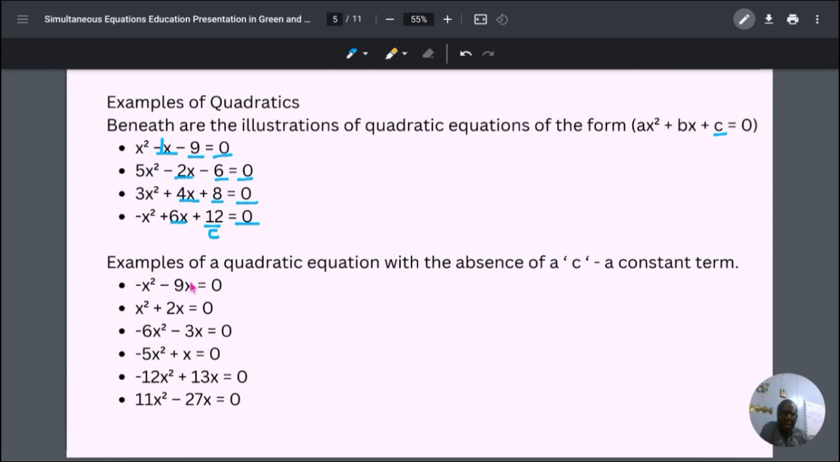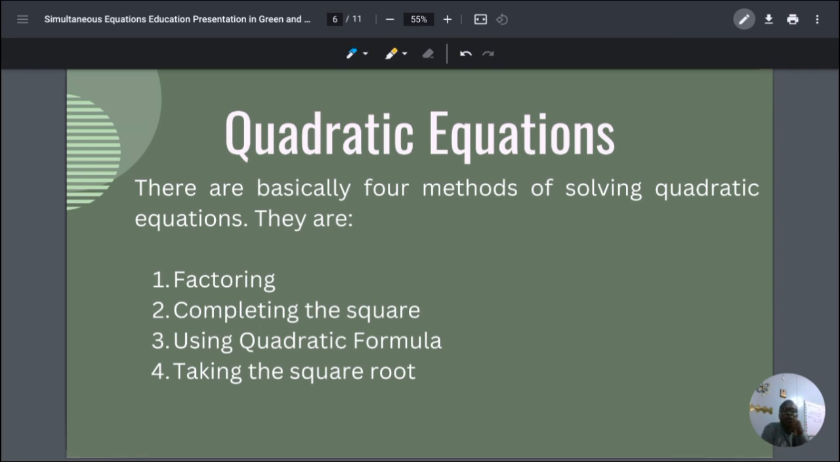And then the next set of quadratic equations are the ones where we don't have the c constant term. You can see this one, we have the ax squared here at the front, the one with the second degree, and then we have the bx here, but the c is not there. They are also very valid quadratic equations. So moving forward, quadratic equations can be solved in four basic ways. The first way is factoring.